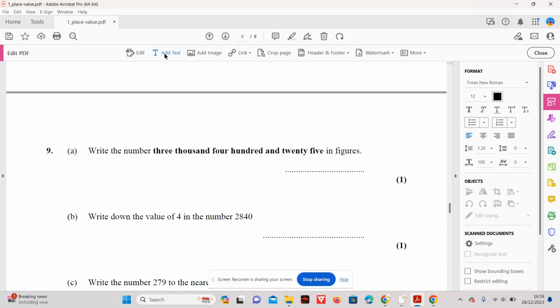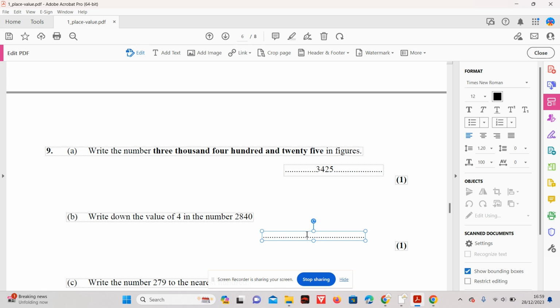Okay, I'm going to get rid of this edit text thing. I'm going to go back to edit mode. It's a little bit easier. So write the number 3,425 in figures. So we've got 3,425. Job done.